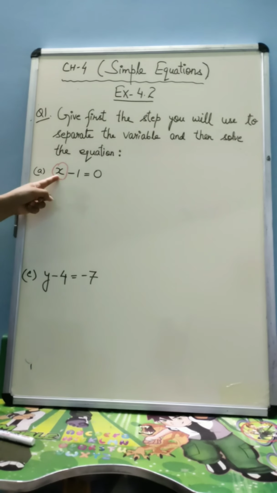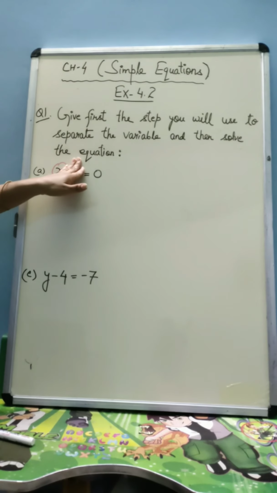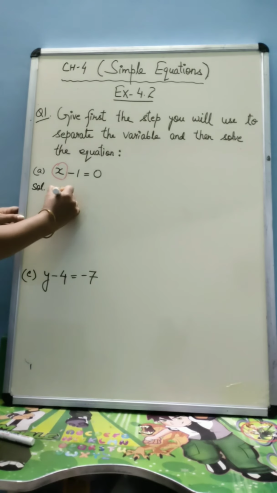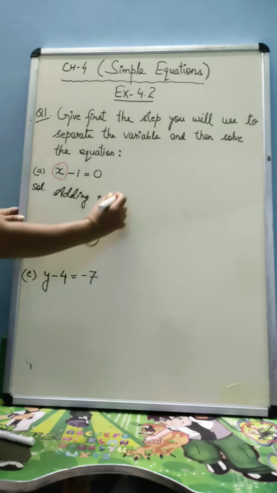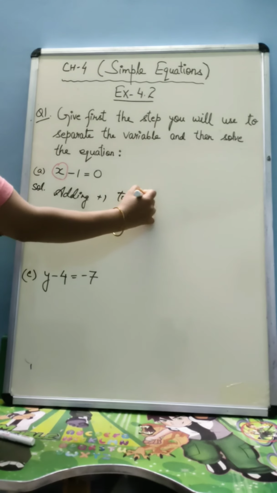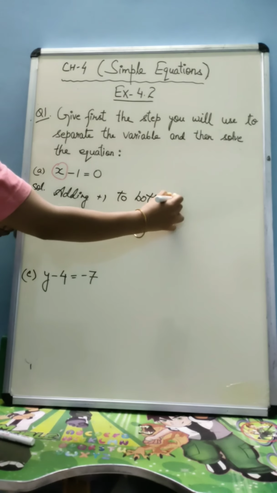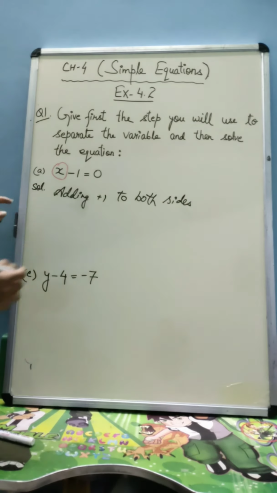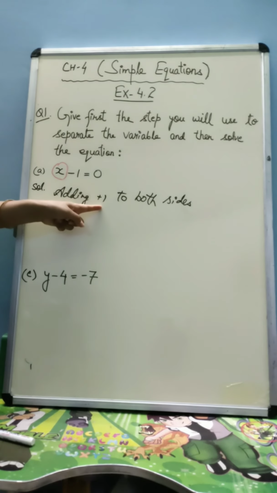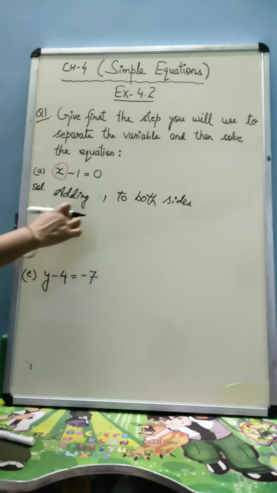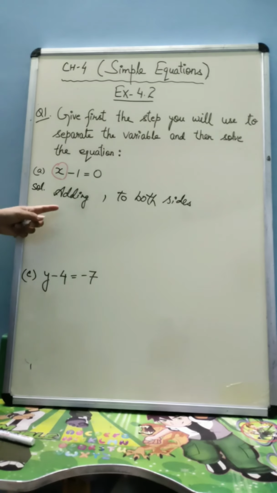So with this x, what do we have? Minus 1. So we have to remove this minus 1. Okay, how will we do this? We will do this by adding plus 1 to both the sides. Okay, we will add plus 1, or just 1, to both the sides.